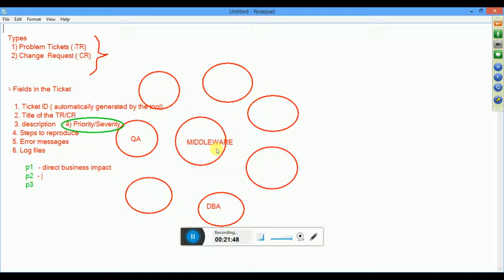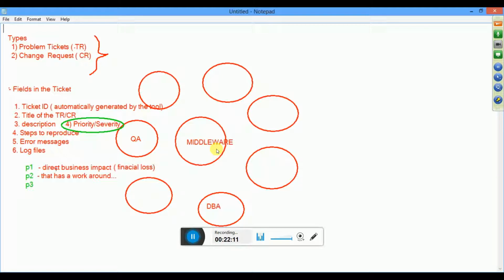A priority 2 is that has a workaround, means there is a problem, but if you do it in some other way, the same work can be finished. Means there is no immediate business impact. Financial means there is no financial loss. Let's say here there is a financial loss.